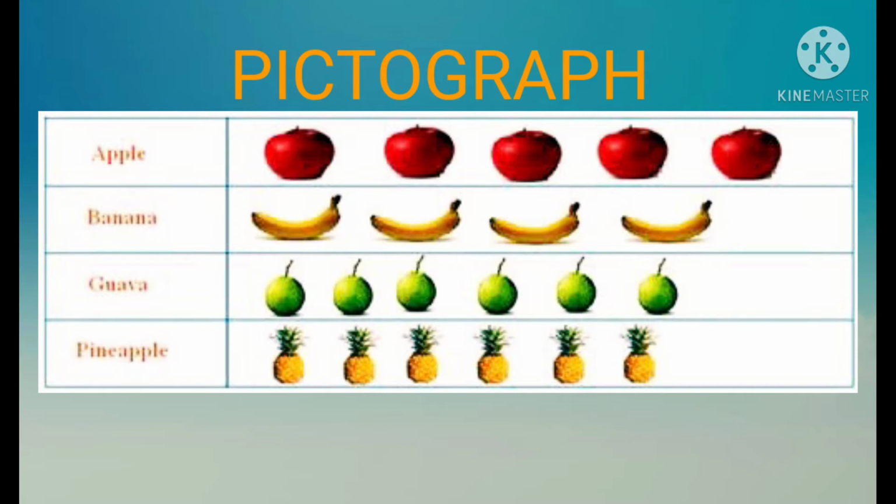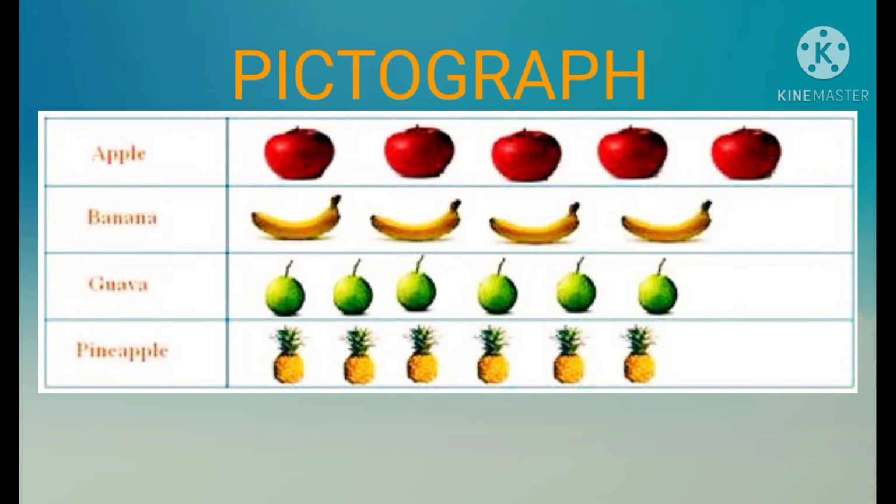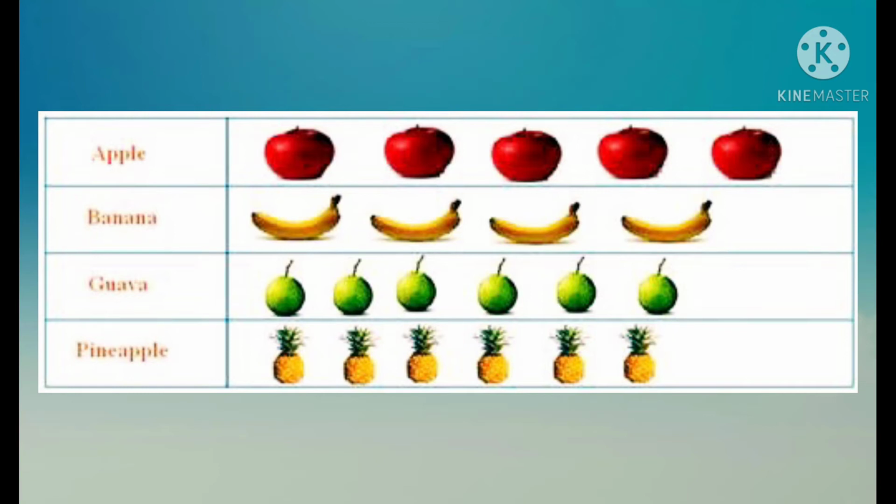Now let me ask some questions related to the pictograph. How many apples are there? Yes, 5 of them, isn't it? Which fruits are same in number? Yes, pineapple and guavas, isn't it? Now, which fruit is least in number? Yes, it is the bananas. Okay, children? So, these are the questions related to the pictograph. So, this is how we make a pictograph and handle the data.